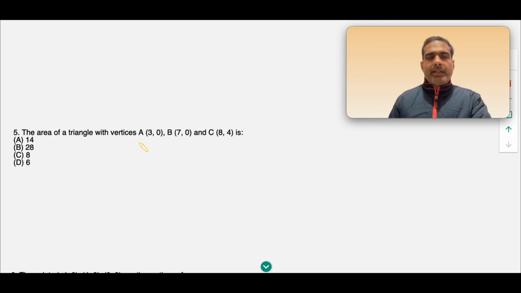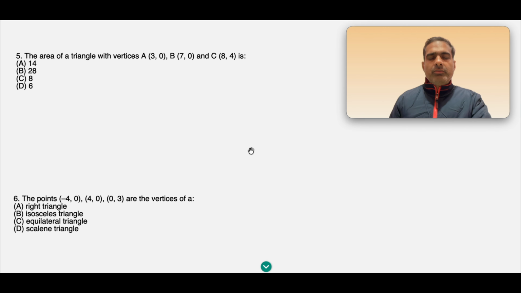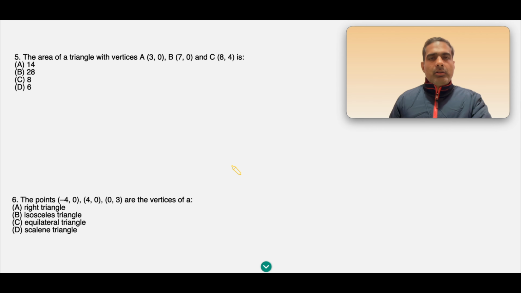The area of a triangle with vertices (3, 0), (7, 0) and (8, 4). As we know, the area of a triangle formula using coordinates is not in our course this year. So there must be some other way to find out the area. So let's try to plot these vertices on the Cartesian plane.